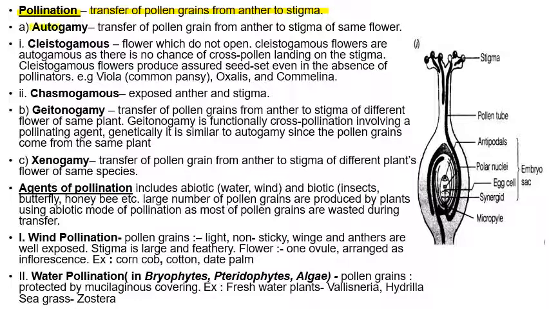Basically, pollination is of three types: autogamy, geitonogamy, and xenogamy. Autogamy and geitonogamy are kinds of self-pollination, and xenogamy is cross-pollination. Autogamy is the transfer of pollen grains from anther to stigma of the same flower.